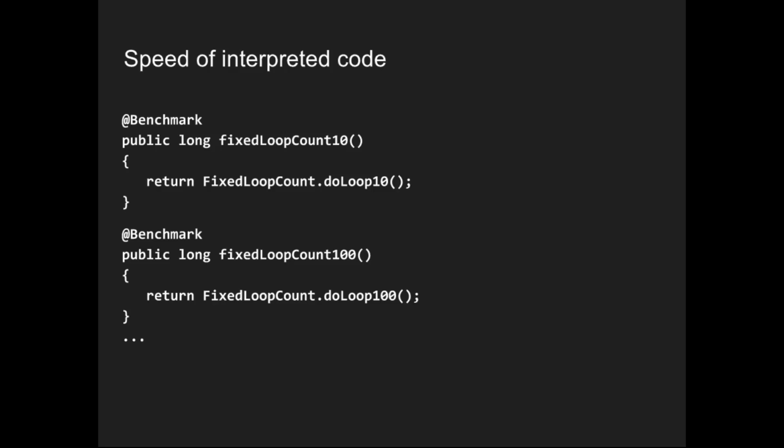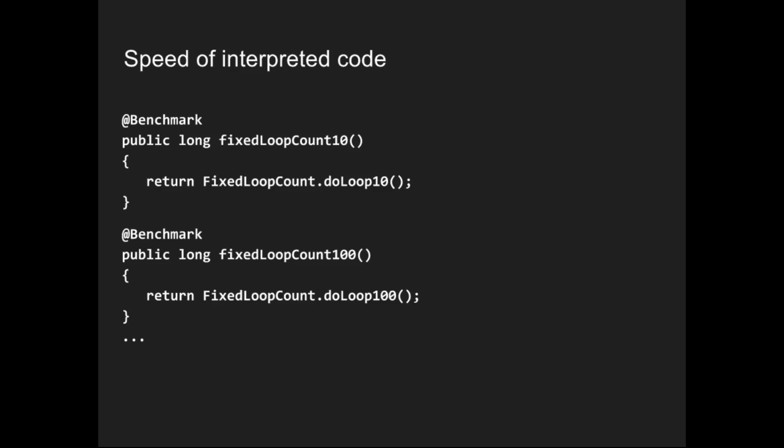The @Benchmark annotation tells the JMH framework that I want to call that function many times and time how long it takes to actually perform the operation. So I have a number of test methods. The first one calls the doLoop10 method, which is the method we saw earlier. The next one calls doLoop100, which is a very similar method, but it's counting up to 100, and so on, doLoop1000, doLoop10000.